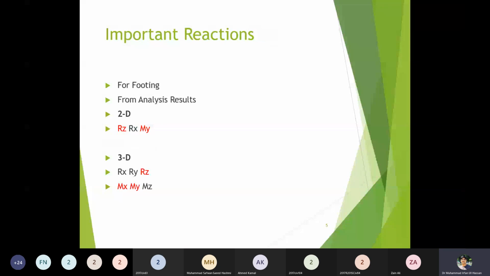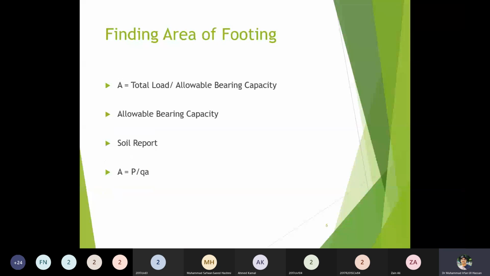How can we compute the area of the foundation? Area is basically the total load, or the total reaction at the base of the column due to the service load, divided by the allowable bearing capacity. Why do we use the service load and not the factored load?